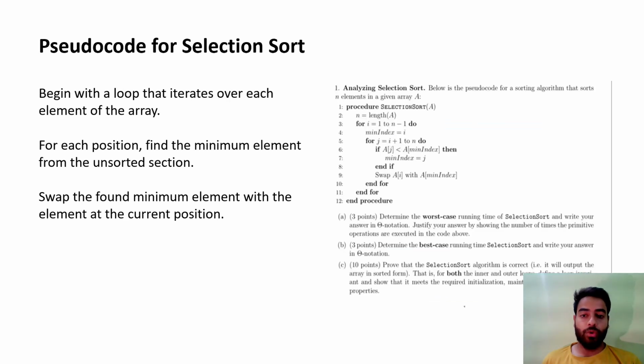Pseudocode for selection sort. You can see the pseudocode for selection sort. First, let n equal the length. Then start the for loop from 1 to n minus 1. Then we take minimum equal to i and start the for loop for j equal to i plus 1 to n. If a of j is less than a of minimum, then minimum will be j. Then swap a of i with a of minimum. End for loop and end procedure.